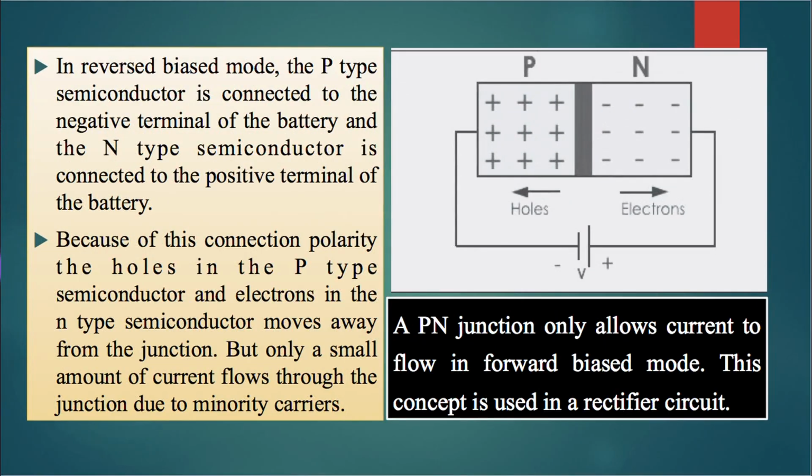Again, when the PN junction is connected in reverse bias mode, the P-type semiconductor is connected to the negative terminal of the battery as seen in the figure. So you can see the P-type semiconductor is connected to the negative terminal of the battery and the N-type is connected to the positive terminal of the battery. Because of this connection polarity, the holes in the P-type semiconductor and electrons in the N-type semiconductor move away from the junction, but only a small amount of current flows through the junction due to minority carriers.